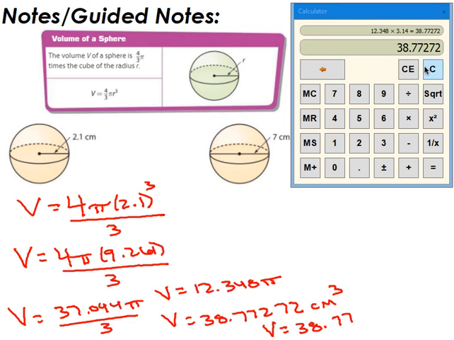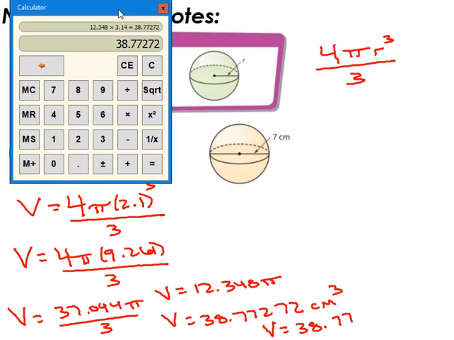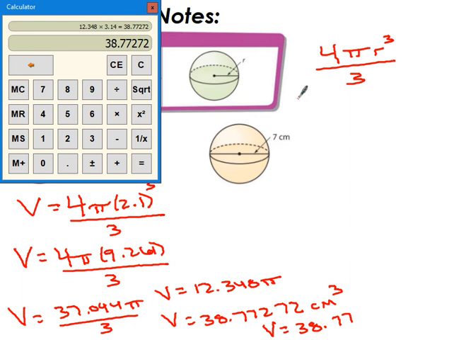Okay. Now, you guys try this one. So you have your diameter here, 7. Go ahead and plug your value in, figure out your radius, solve, see how you do.